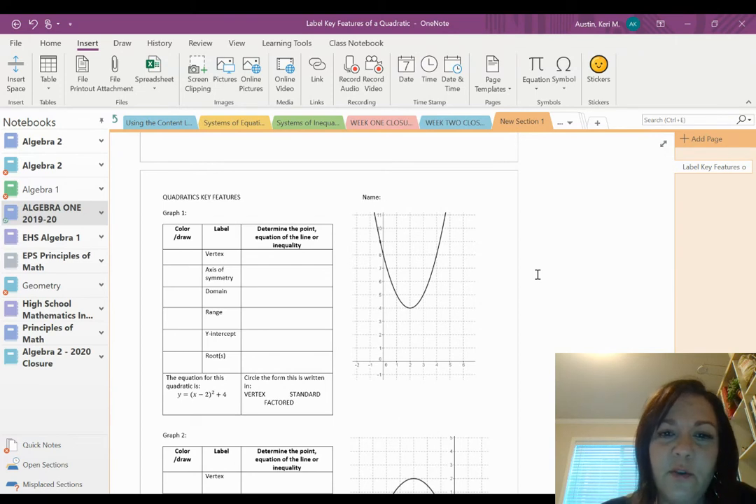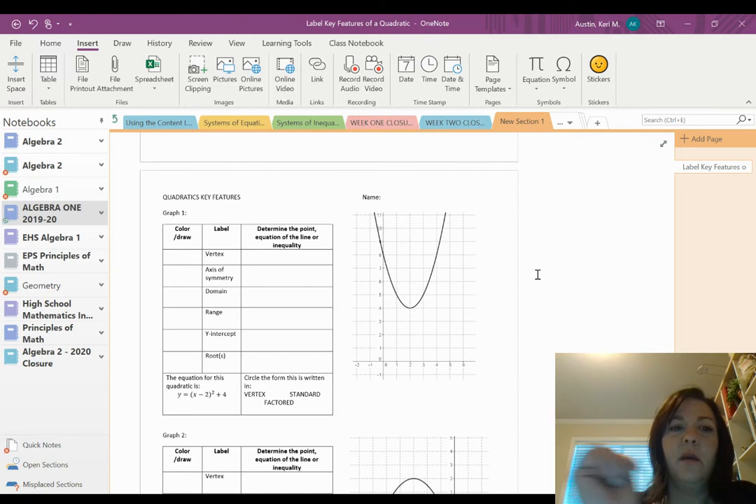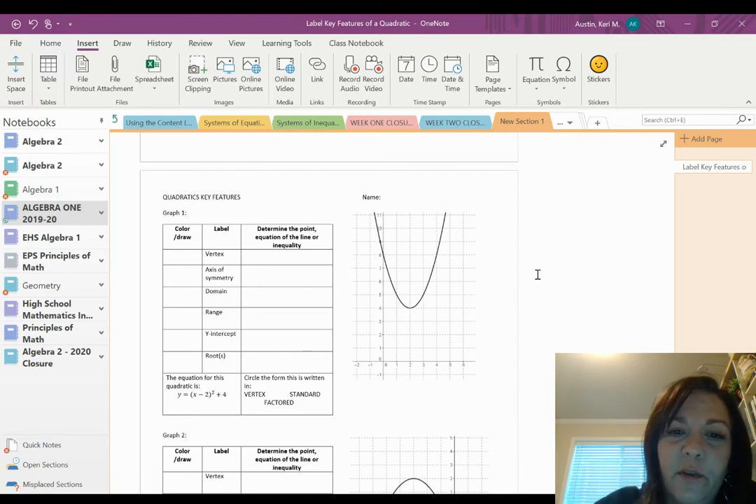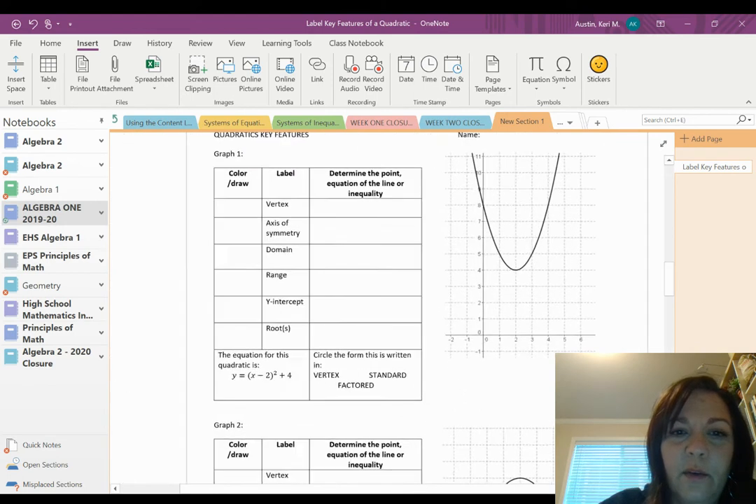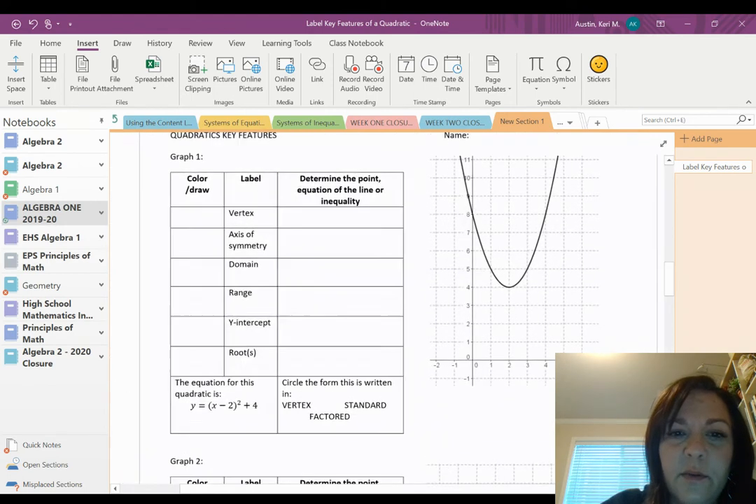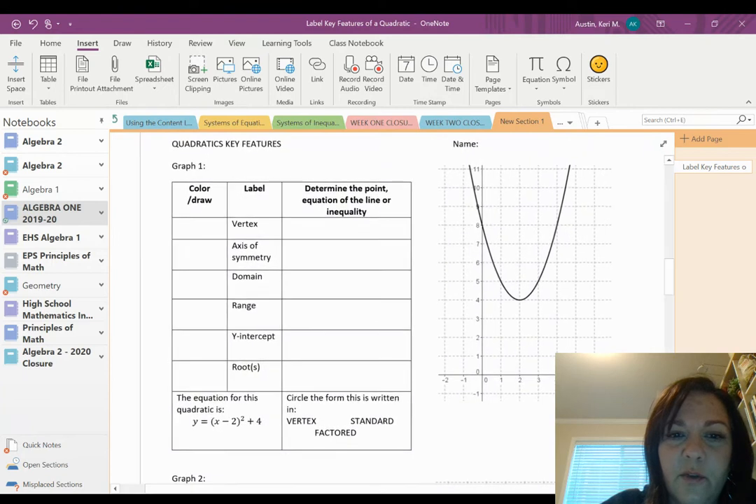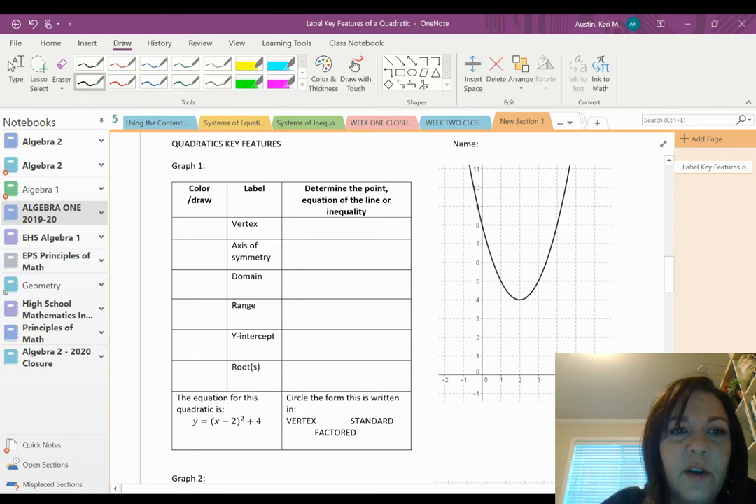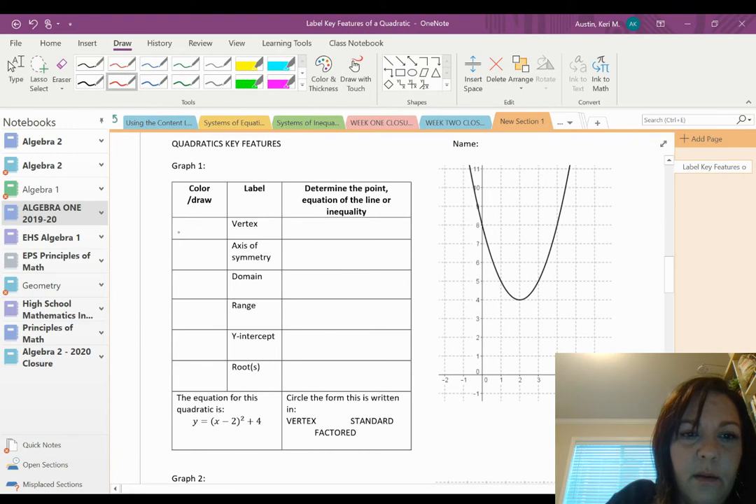Hi guys, this is Miss Austin and I'm going to go over one of the four problems in labeling the key features of a quadratic assignment. You'll be able to find that wherever your teacher pushed that out, and what you're going to need to do is, using some different colors, label the key features. So here we have graph one, and on the left hand side you're going to let them know what color you used.